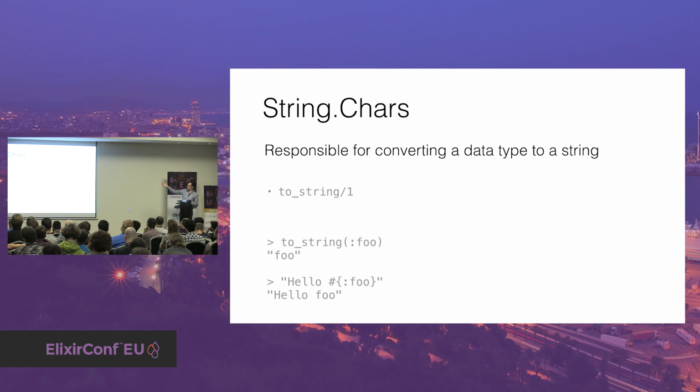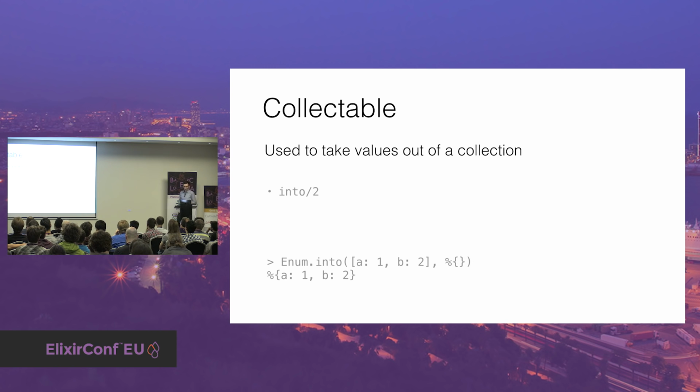If you implement String.Chars for your data structure, you can customize the way that it prints out as a string. And you can see we can use the to_string function. This also gets called whenever you do string interpolation. It's going to call the String.Chars protocol. And so yeah, to_string.